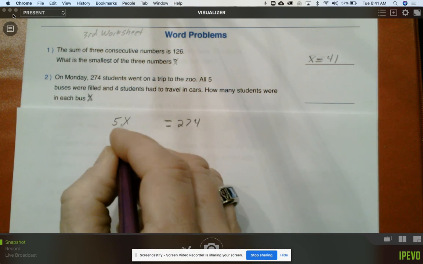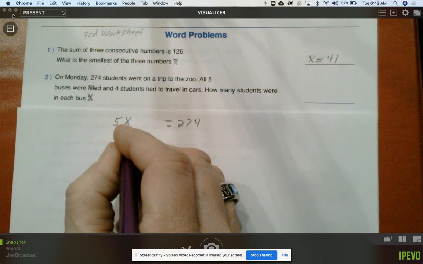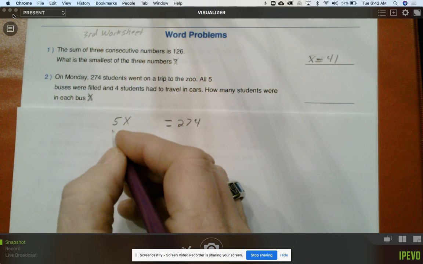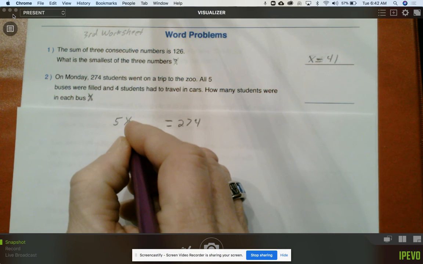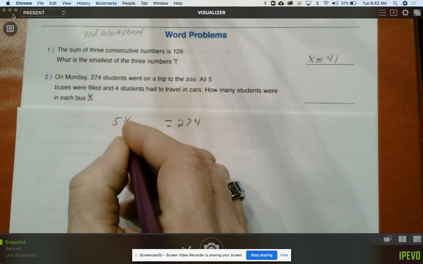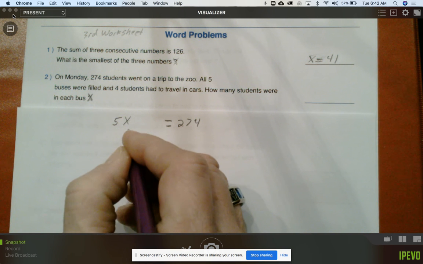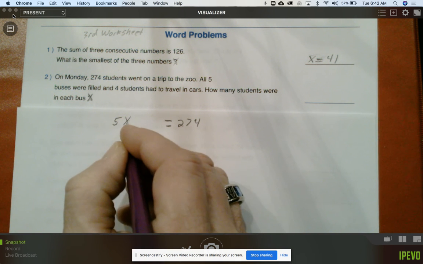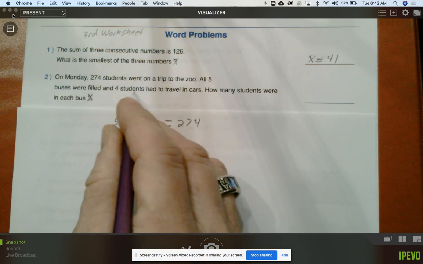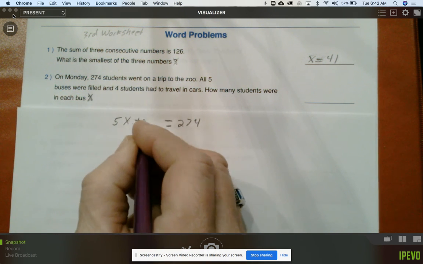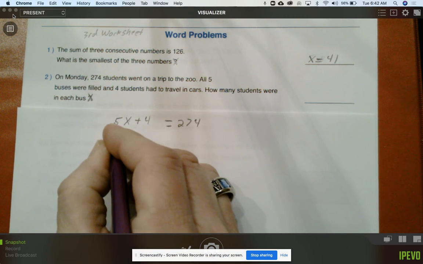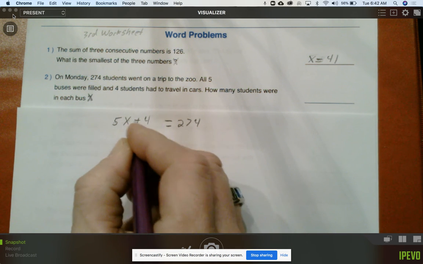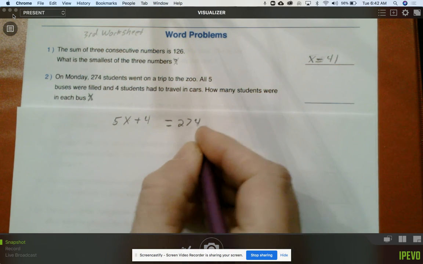So if it were 20 students, it'd be 5 buses and 20 students would be 100. If 10 people fit on a bus, it would be 5 buses times 10 or 50. Okay, you get the idea. So that takes care of all the students on the buses, and 4 more students had to go in cars, so I have to add those 4. So my total number of students is 5 times the number on each bus plus 4 equals 274.